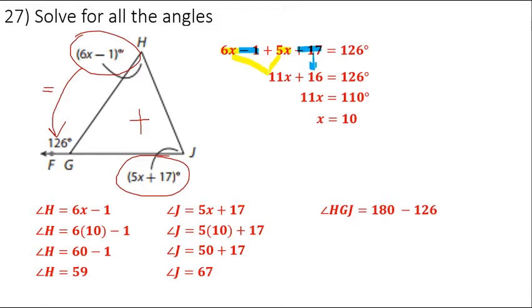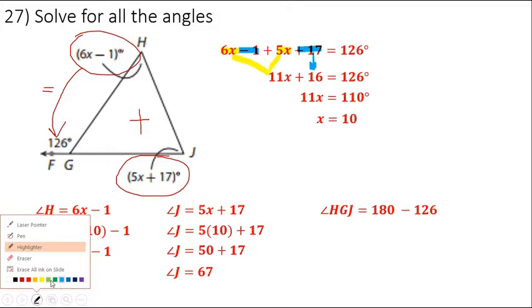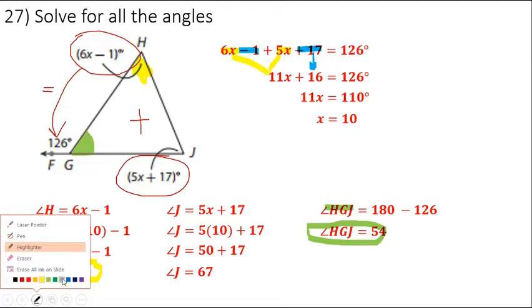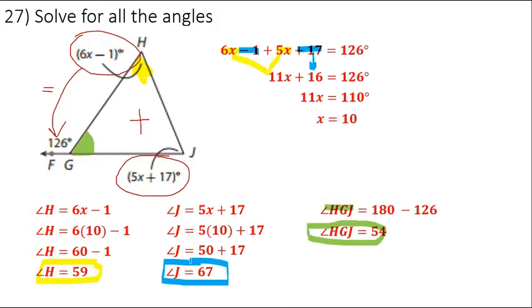And then angle HGJ, which this angle right here is this angle right here. So all I do there is I just take 180 minus 126, which gives me an answer of 54 degrees. So this is this angle right here. And my angle H right here is this angle up here. And then angle J is this angle right here.